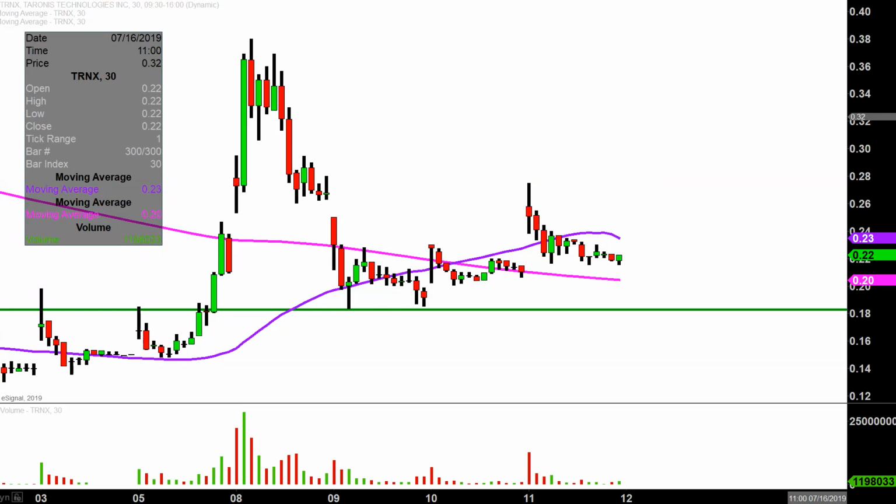But disappointing day today, sure. But overall, chart remains healthy. So we'll see how this one closes out the week on Friday.